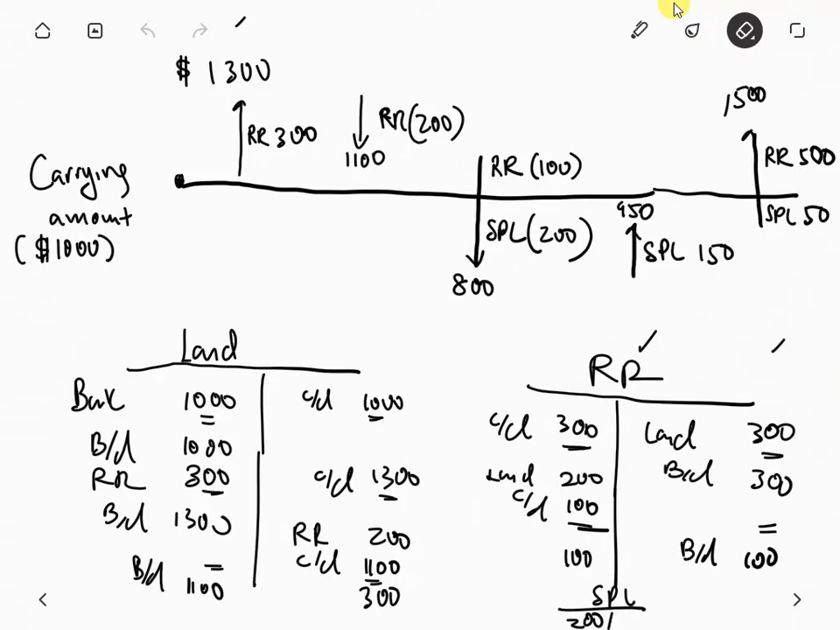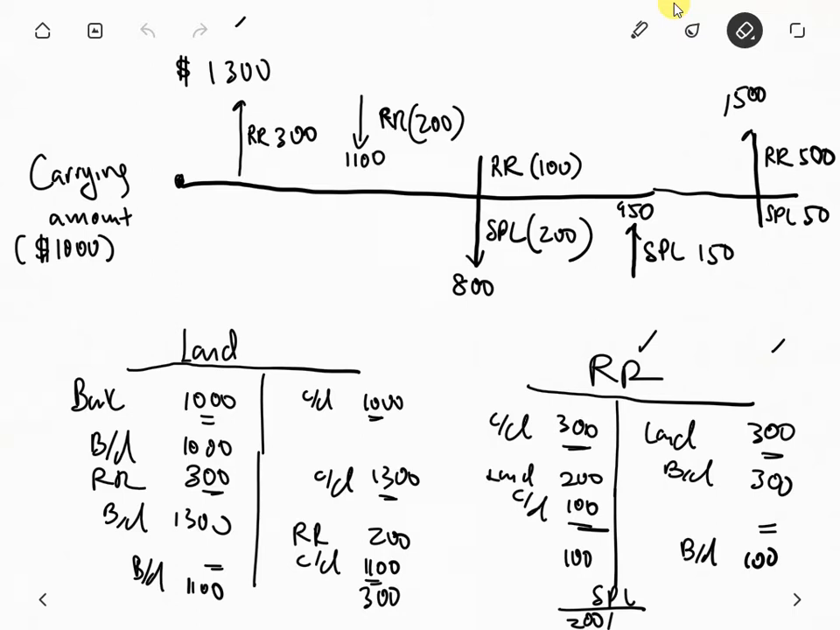From 800, I revalue up again to 950. Go where? P&L income, because the 200 was an expense. Increase to 950, go to income. I revalue again from 950 to 1,500, up by 550, correct? The 50 will go to income.